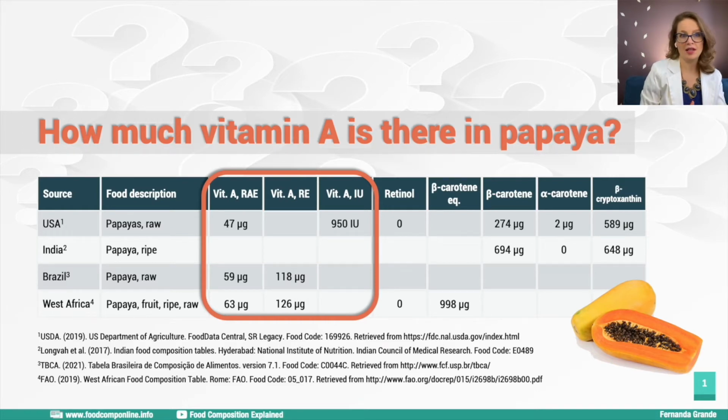As you can see here, the values vary a lot. So if you are calculating nutrient intakes and you take for one food a definition in a food composition table, and then for another food in a different food composition table you take another definition, you will be mixing the values, which can result in wrong nutrient intake estimations.